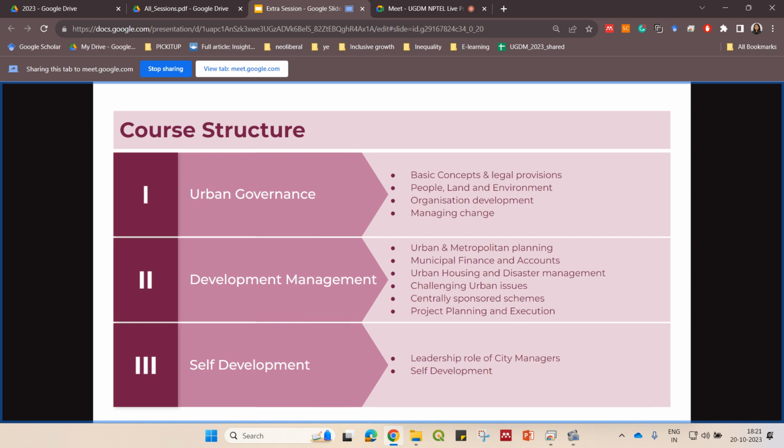The last section was self development, which focused largely on developing at the personal level the skills and competencies of the city managers or the people who are involved as urban professionals in the urban governance and development management systems. So, this had two key points. First is the leadership role of city managers.